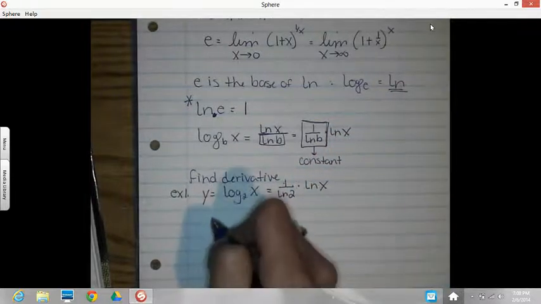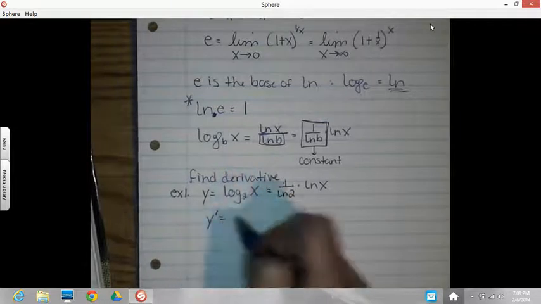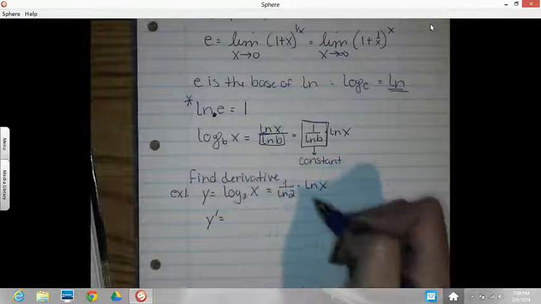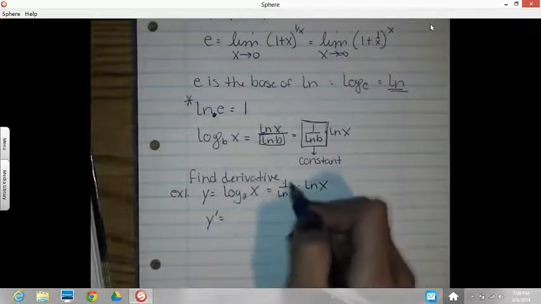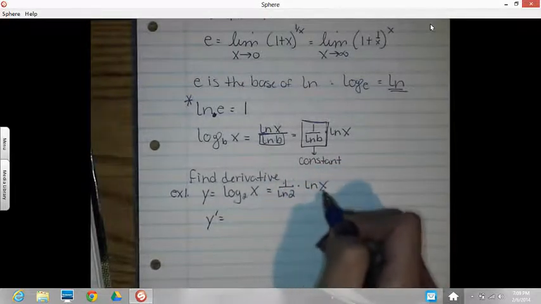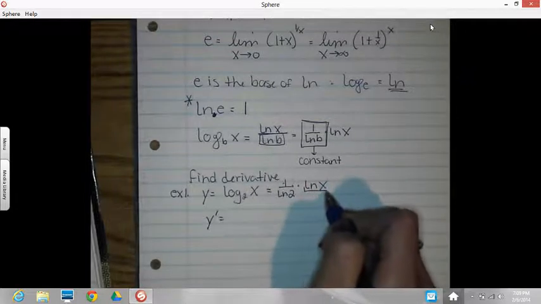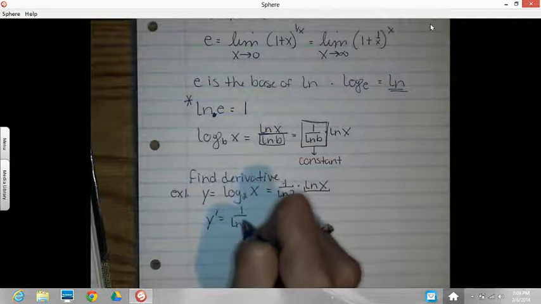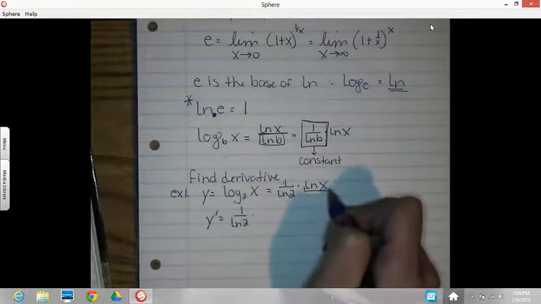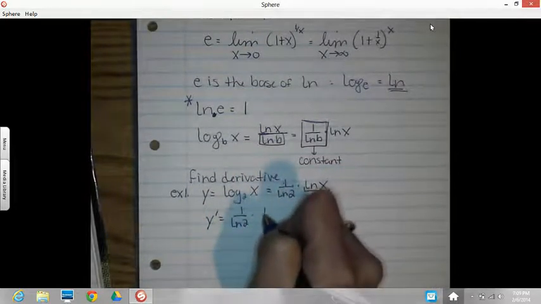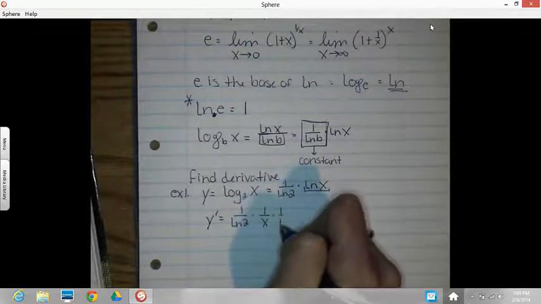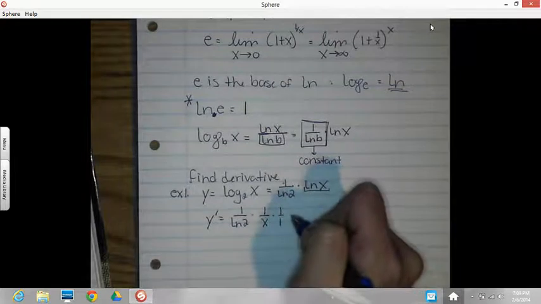So y prime, remember this right here is a constant. It's like a big number 2 sitting here. So you just carry it along. So don't think you have to do, there's only one x in the problem and it's on this one term here. This constant carries 1 over natural log of 2. The derivative of natural log of x is 1 over x. Derivative of x is a 1. Not that I need that. Okay, and then we just write the answer.